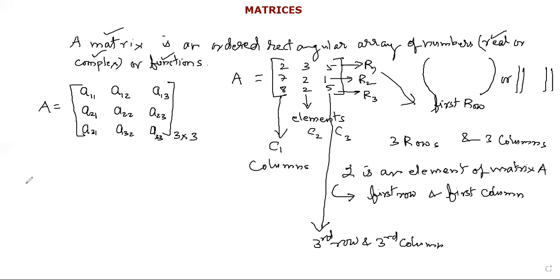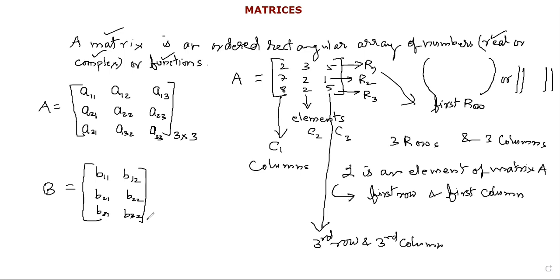Okay. Similarly, we can have different matrices. Like suppose B is a matrix of B11, B12, B21, B22, B31, and B32. So how many rows does it have?